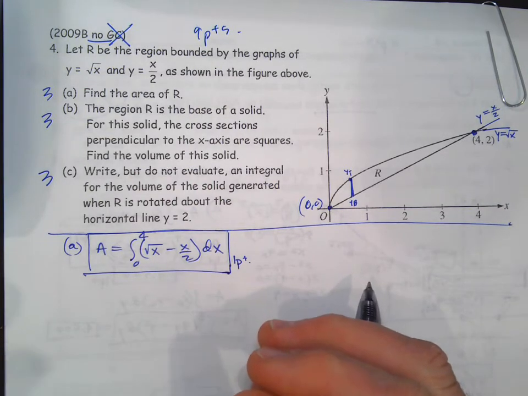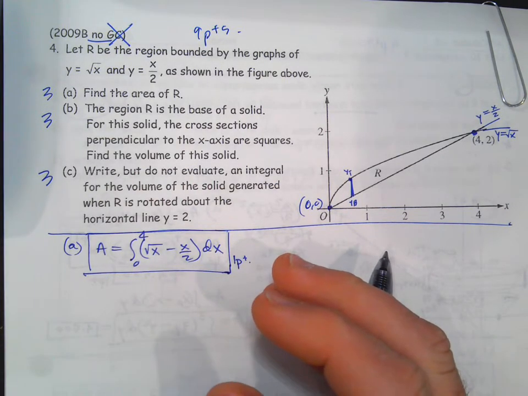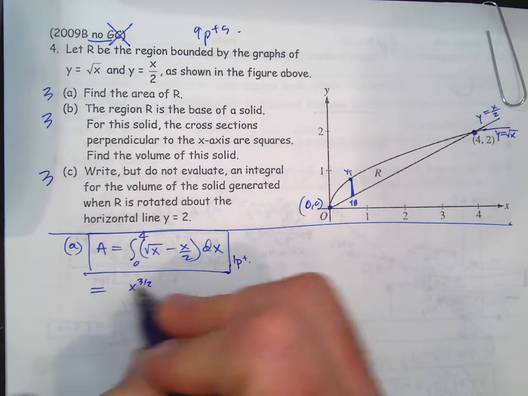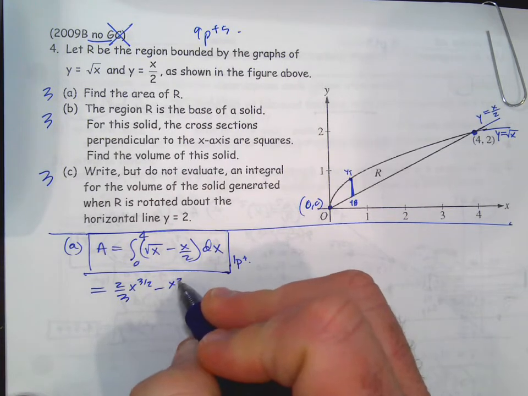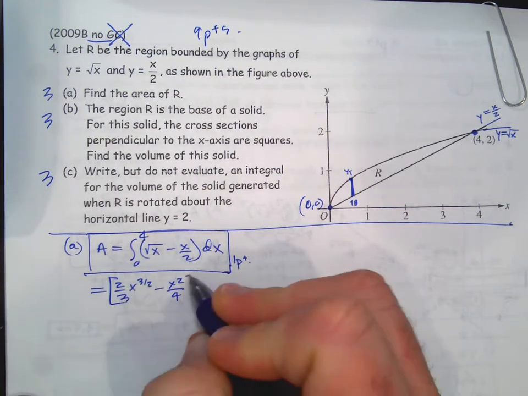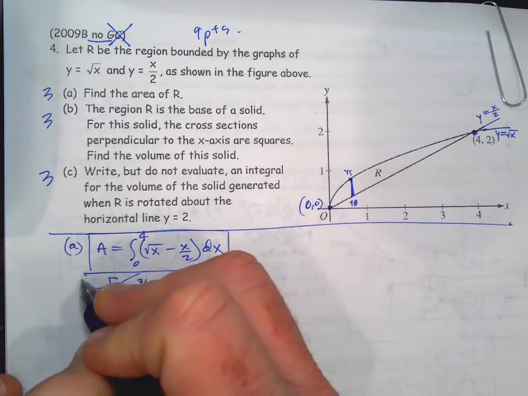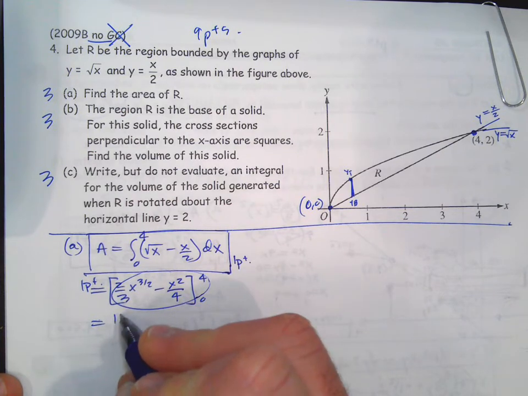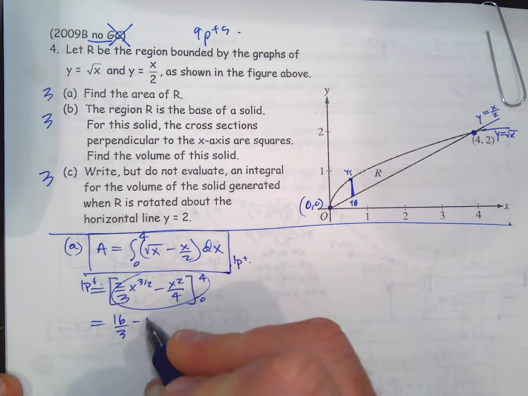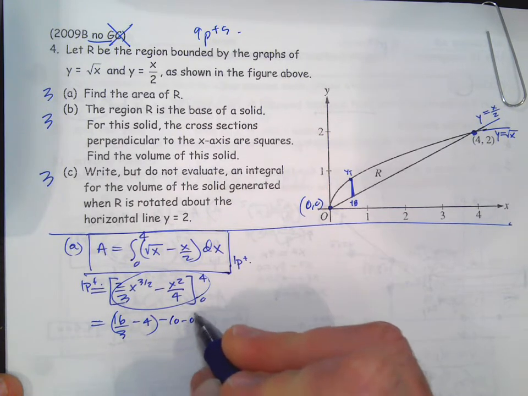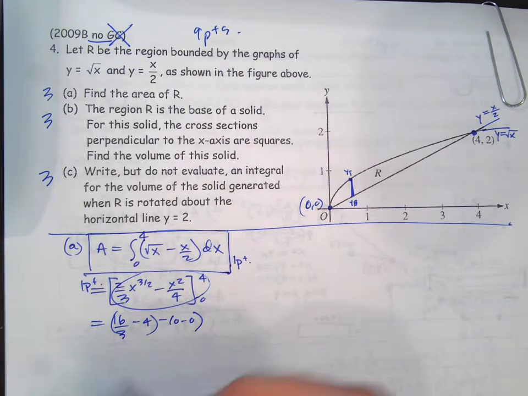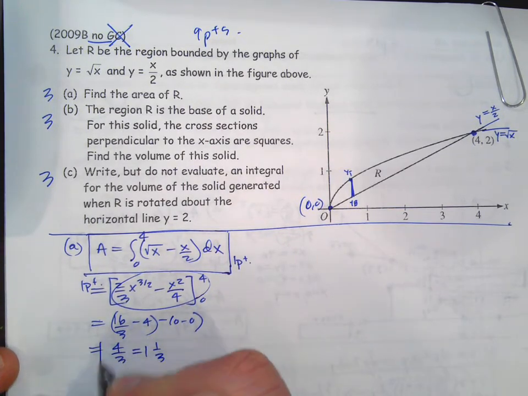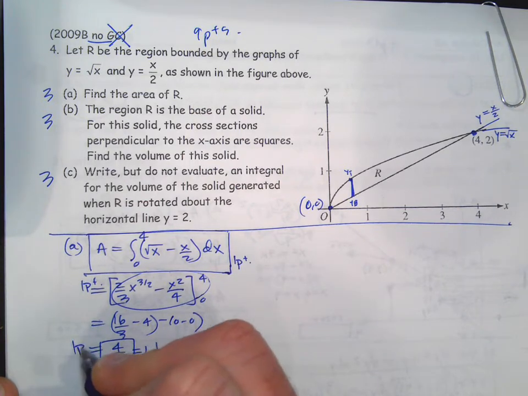If you have the calculator, you usually get more points for the setup because then you just put it in your calculator. But this time we actually have to integrate this. x to the 1/2, so it's x to the 3/2, divided by the new exponent, minus x squared over 4, 0 to 4. So this is a point. The antiderivative is a point. I'm going to plug 4 in. The square root of 4 is 2, cubed is 8, so it's 16 thirds. 16 over 4 is 4. And then 0 minus 0. So we get 4 thirds or 1 1/3. Doesn't matter either way, and that's a point.